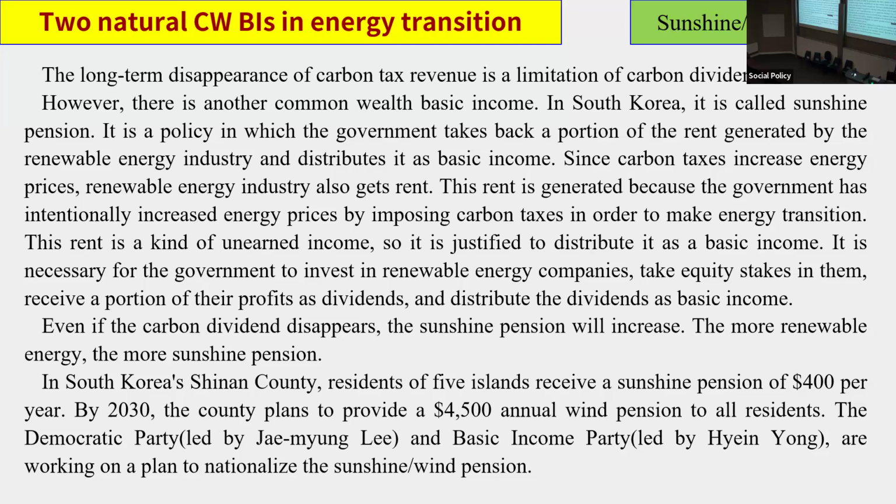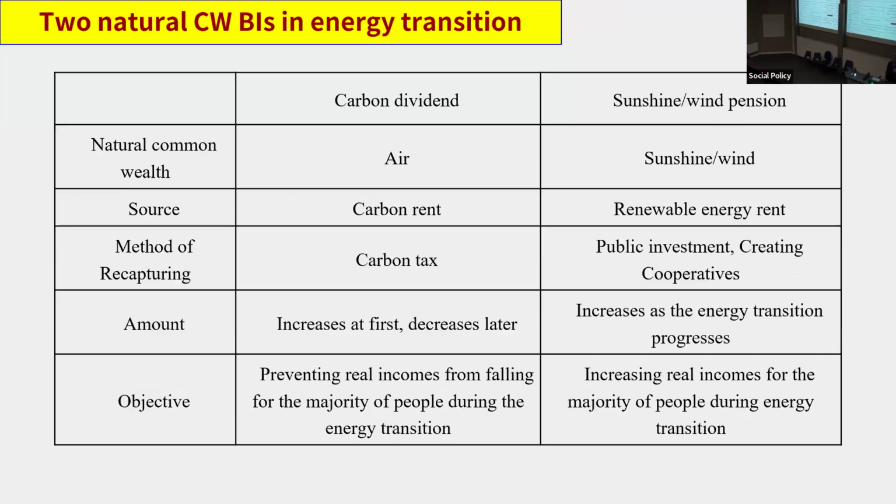In South Korea, Sinan County, residents of 5 islands currently receive a sunshine pension of $400 per year. By 2030, the county plans to provide $4,500 annually in wind pension to all residents. The Democratic Party, led by Jae-myung Lee, and the Basic Income Party, led by Hye-in Yong, are working on a plan to nationalize the sunshine and wind pension.